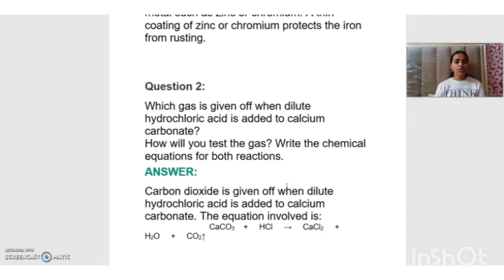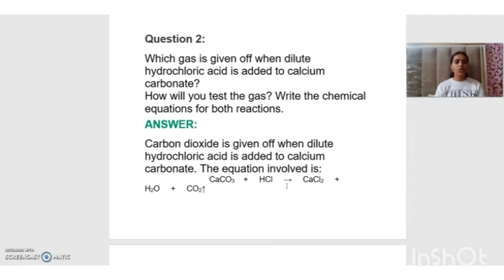So let's move further to question number 2. What does question 2 say, students? Question 2 is: which gas is given off when dilute hydrochloric acid is added to calcium carbonate? Now you have to tell the name of that gas. You also have to tell how you will test the gas, and write the chemical equation of both the reactions.